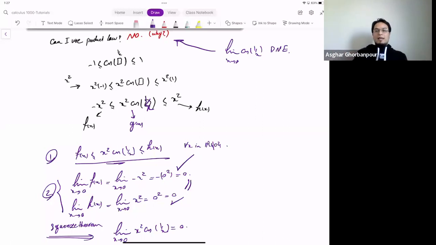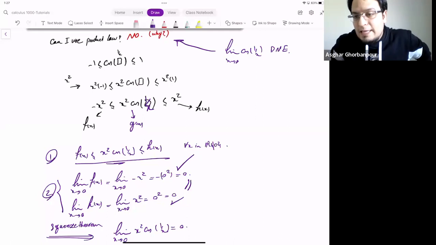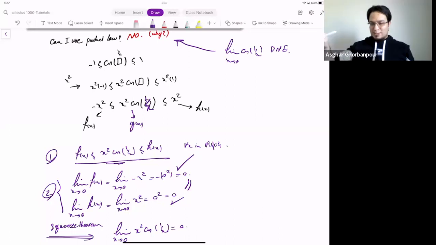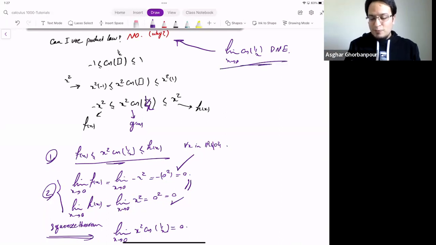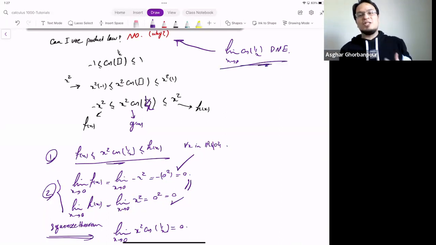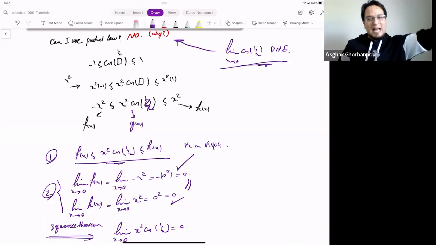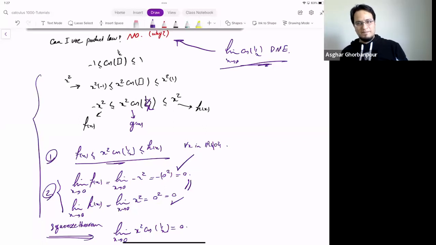But okay, you have a screw to screw in, yes? Your screwdriver doesn't work. That doesn't mean that there is something wrong with that screw, yes? The product rule won't work because one of the functions does not have a limit as x approaches 0. But that doesn't mean that your screw has a problem. You have to find the right tool to work with. In this case, the right tool to work with is the squeeze theorem.